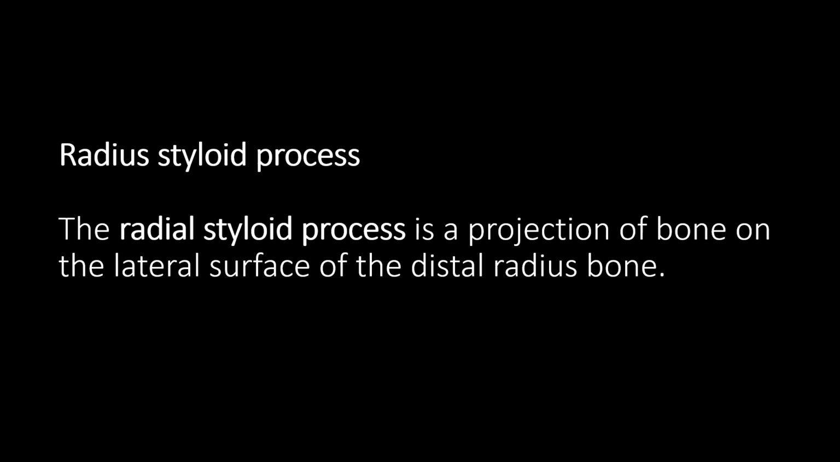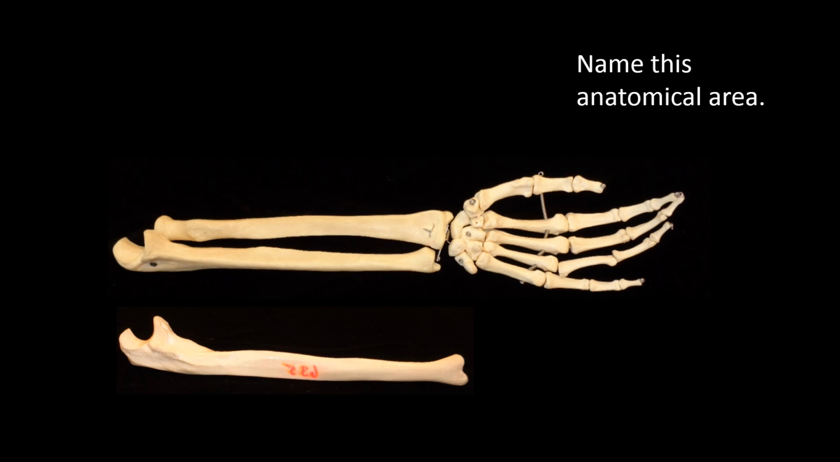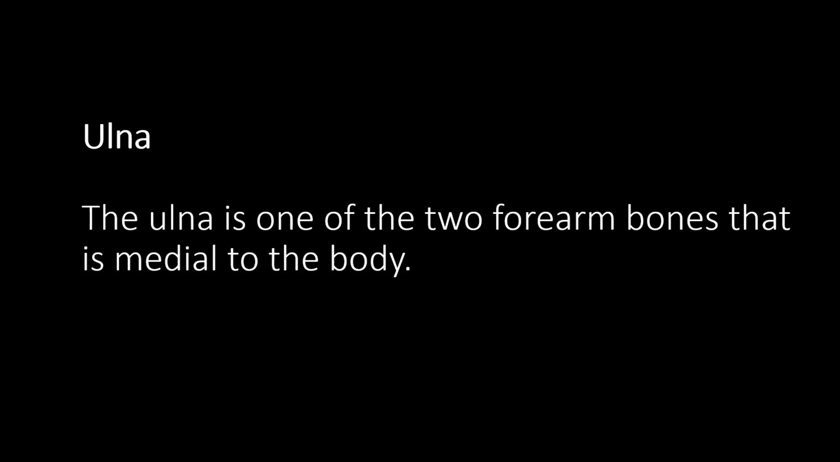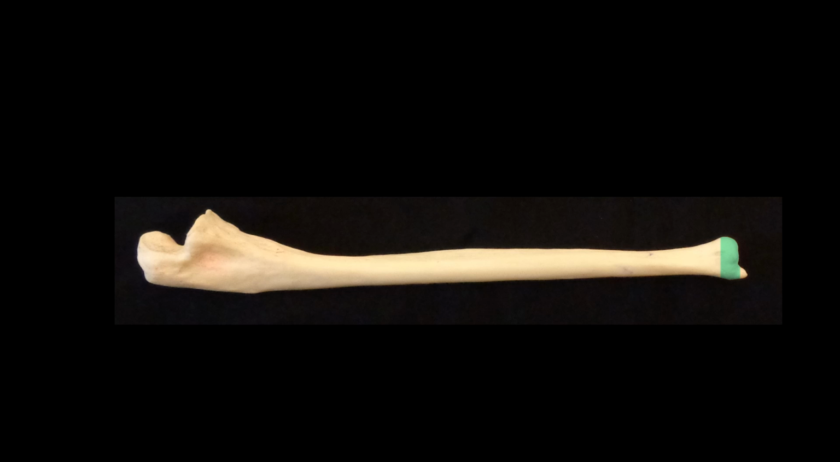Radius styloid process. The radial styloid process is a projection of bone on the lateral surface of the distal radius bone. Name this anatomical area. The ulna is one of the two forearm bones that is medial to the body. Name this anatomical area.